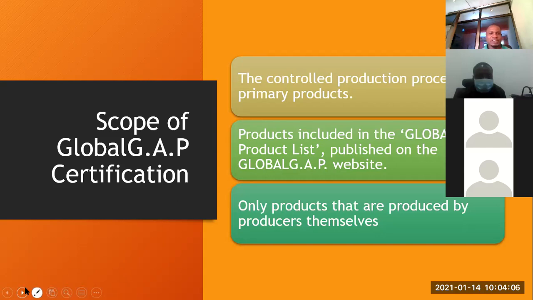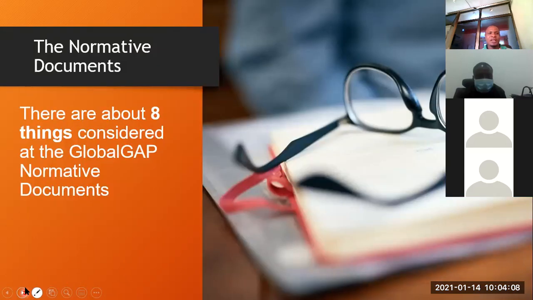Okay, we will proceed. Now, let's look at the normative document. When we say normative document in GlobalGAP, we are talking about the primary document which establishes the processes and procedures for the GlobalGAP scheme. Okay, so these are the normative documents.